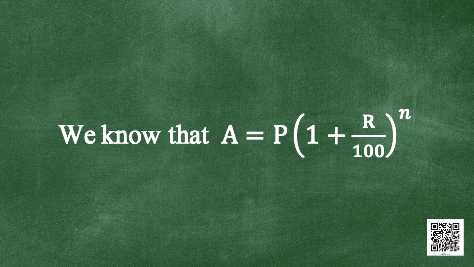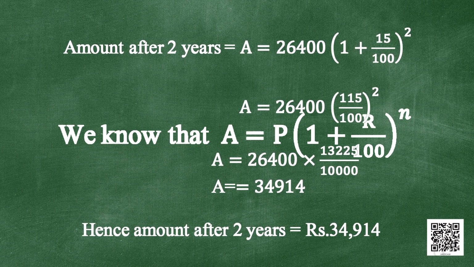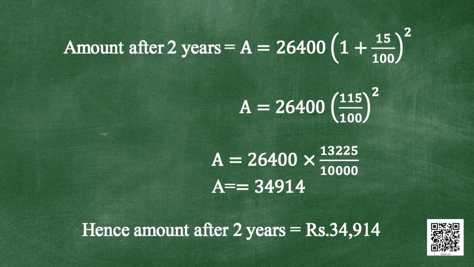We know that A is equal to P times (1 plus R by 100) whole to the power of n. So, the amount after 2 years will be 26,400 times (1 plus 15 by 100) whole to the power of 2, that is equal to 26,400 times (115 by 100) whole to the power of 2, that is equal to 26,400 times 115 whole square, which is 13,225, divided by 100 square, that is 10,000.